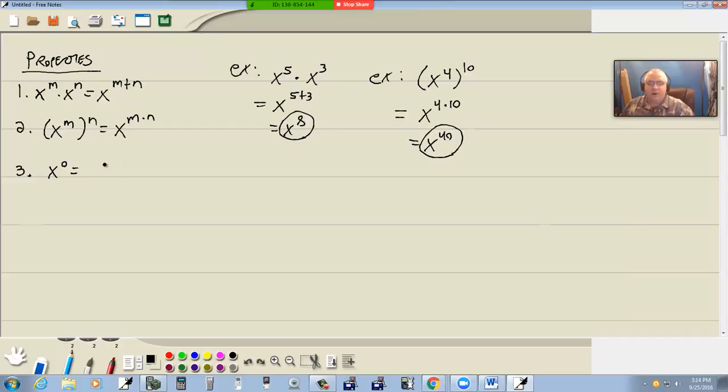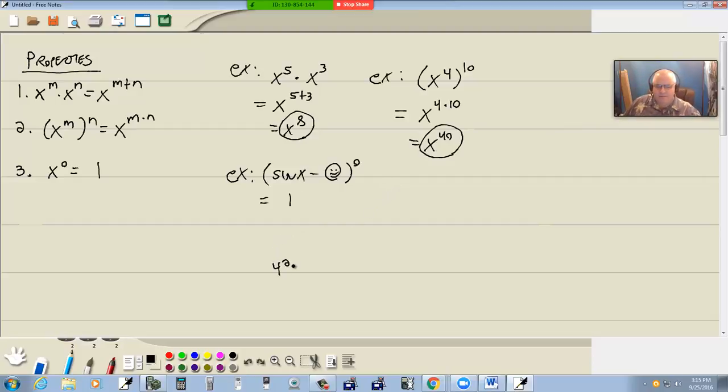Now x to the 0 power. Anything to the 0 power is always equal to 1. So it doesn't matter how bizarre it looks. Maybe it's something you've never seen before, a little bit of trig, smiley face thrown in. Doesn't matter what we have. Anything to the 0 power is always equal to 1. Now if you're wondering, well, why is that?